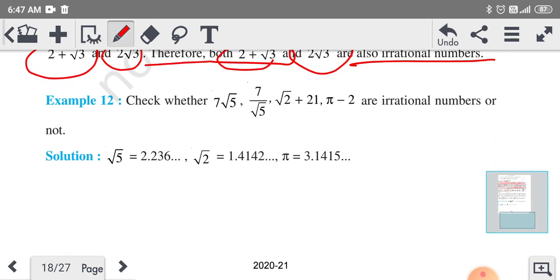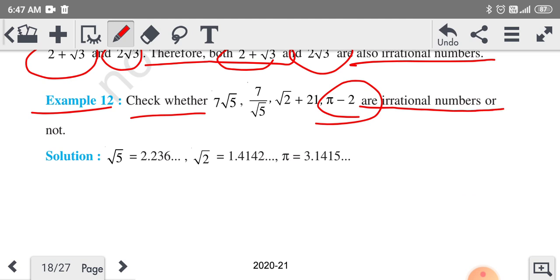So example 12: check whether 7√5, 7 by √5, √2 plus 21, and π minus 2 are irrational numbers or not. Solution: √5 is equal to 2.236 and so on, √2 is equal to 1.414 and so on, π is equal to 3.1415 and so on.